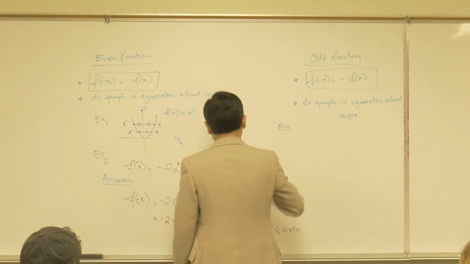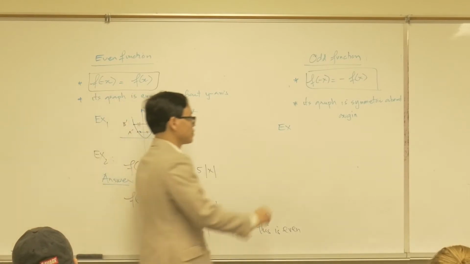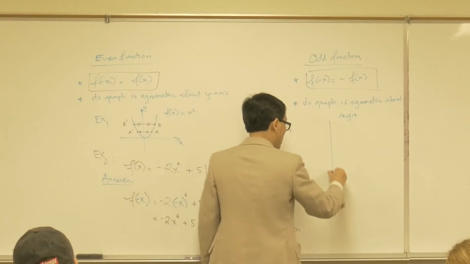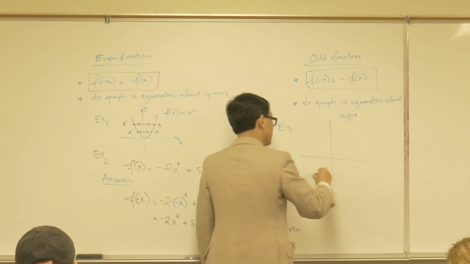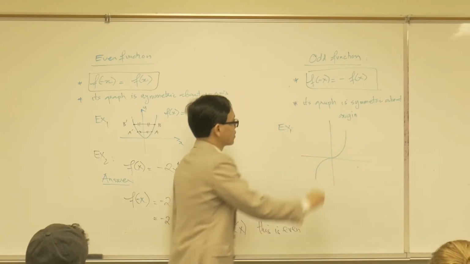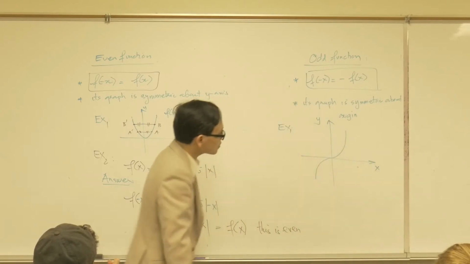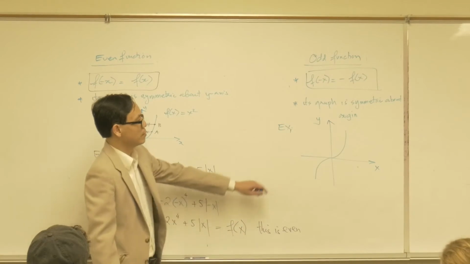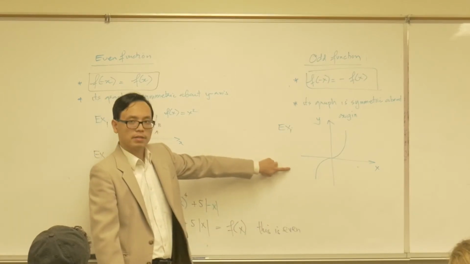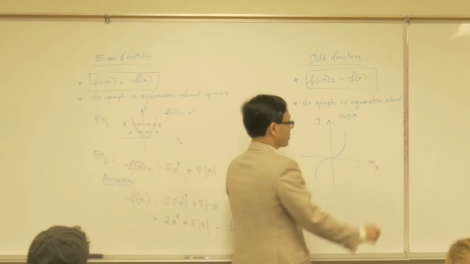Example. I'll give you a simple function that's symmetric about the origin that you already learned, but maybe you don't notice it. I have a function that has a graph that looks like this. Anyone remember what function this graph represents? Cube, right? Cubic function. Not cube root, okay? Cubic function.